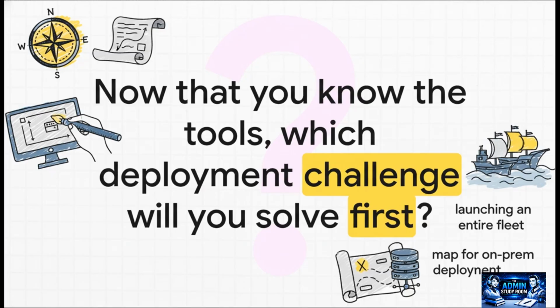So there you have it. We've gone all the way from scouting the terrain to forging an image, and finally, to launching an entire fleet. You now have the map for on-prem deployment. The only question left is, which challenge are you going to solve first?